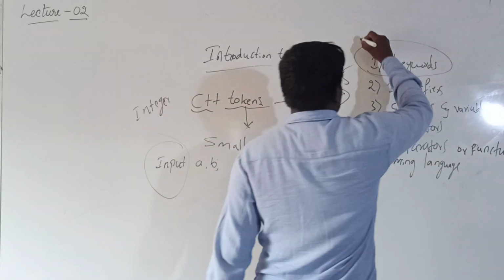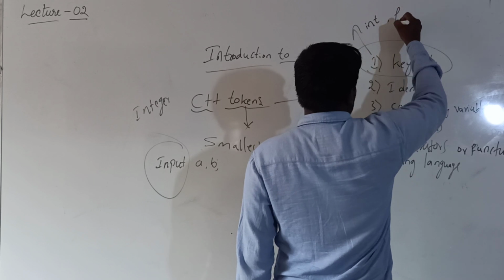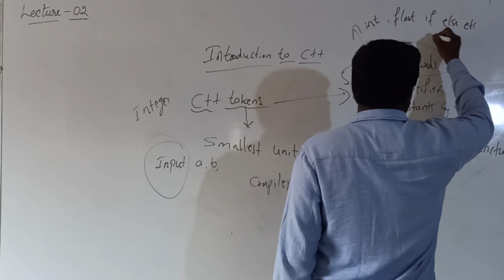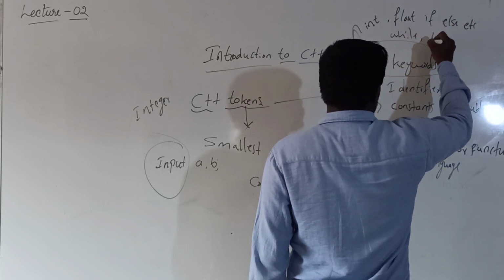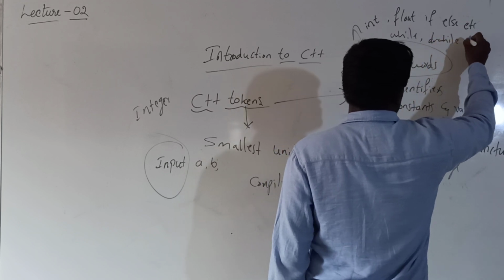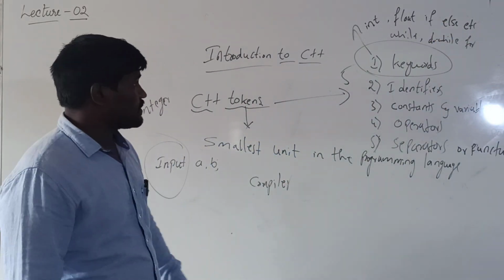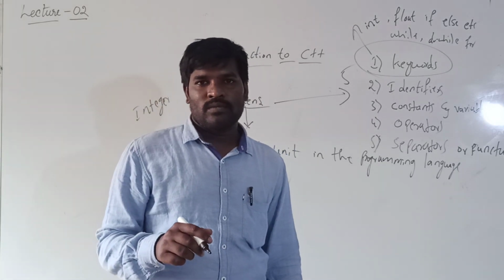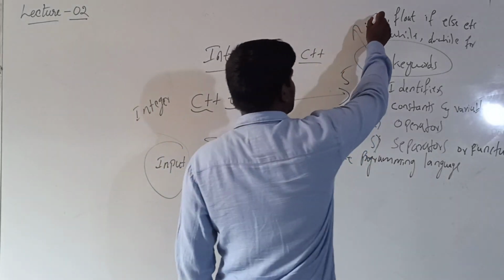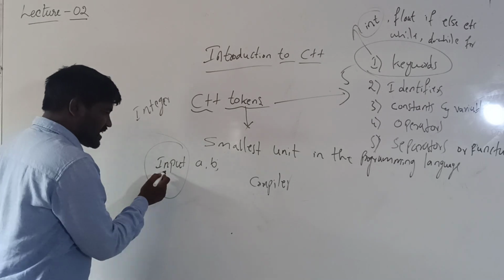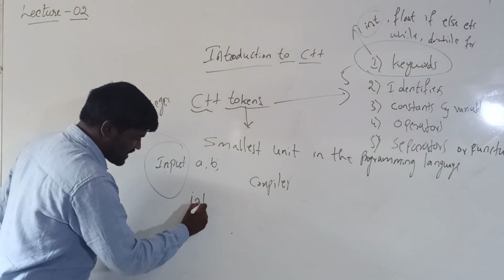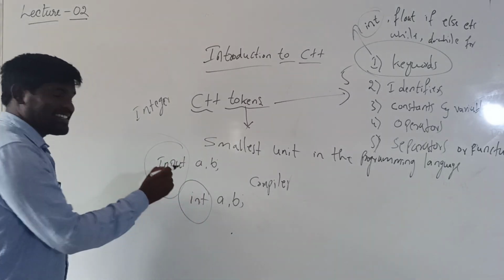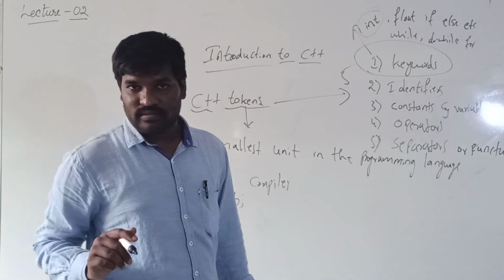The examples for keywords are int, float, if, else, etc. Even while, do while, for. Okay, see here. If I want to give the input to the system for an integer value, I can use int. See here, instead of writing input a comma b, I can write int of a comma b.